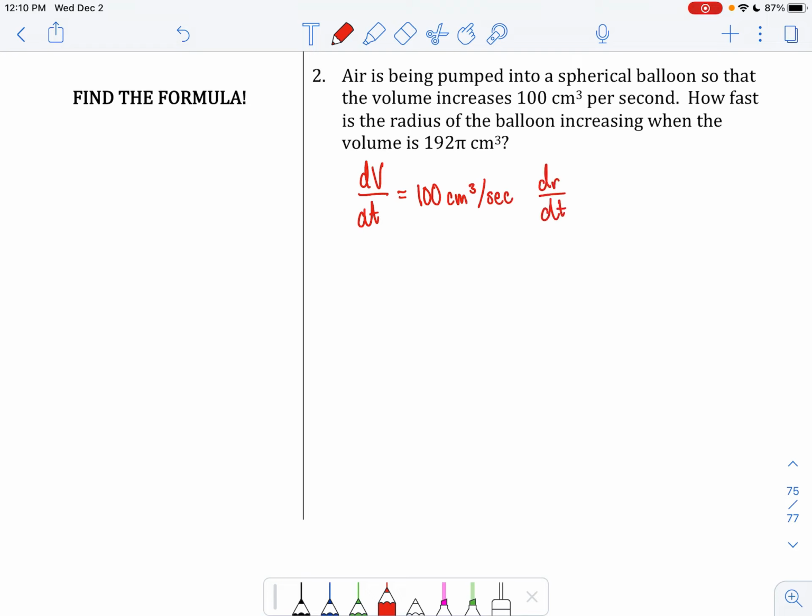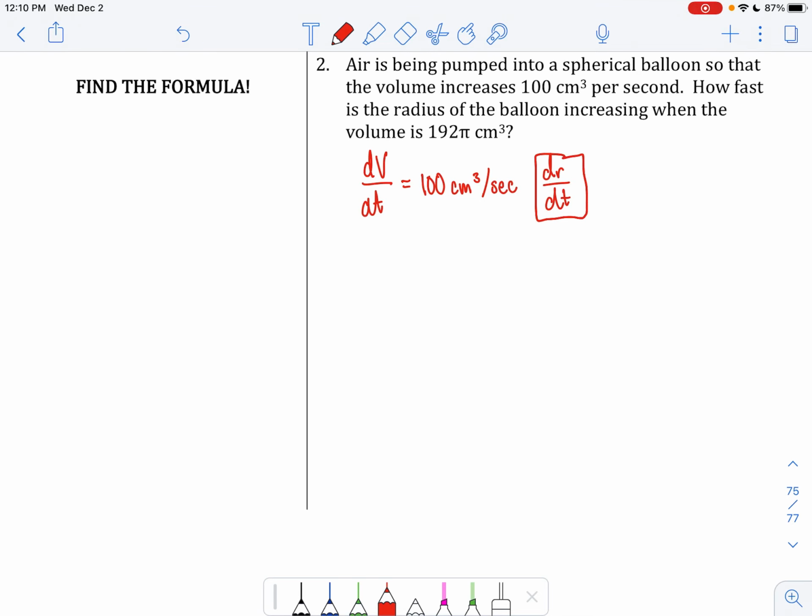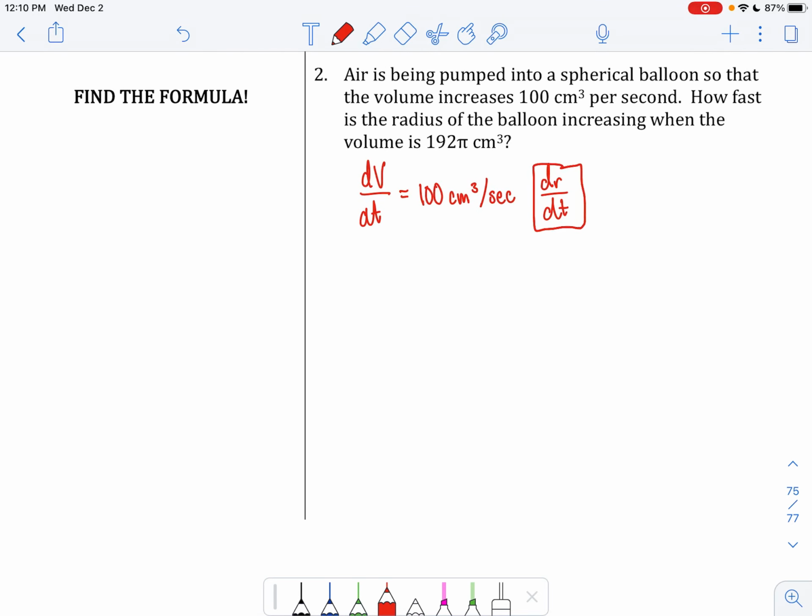So we want to find the rate of the radius in terms of t. This is what we want. And then our volume is 192 pi centimeters cubed. In this case, our units are not going to get weird on us, so that's awesome. And now we just have to find the formula.